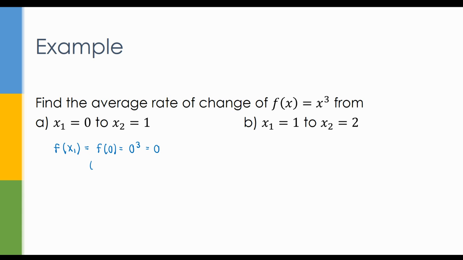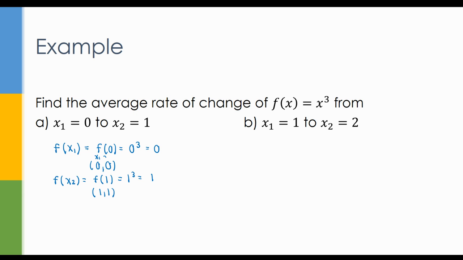So essentially then, (0, 0) is my first ordered pair. I can also evaluate and find f of x2. x2 is 1. So I'm finding f of 1. So I'm going to substitute 1 into my function. So 1 cubed is going to give me 1. So that means that the ordered pair (1, 1) is what I want to use.